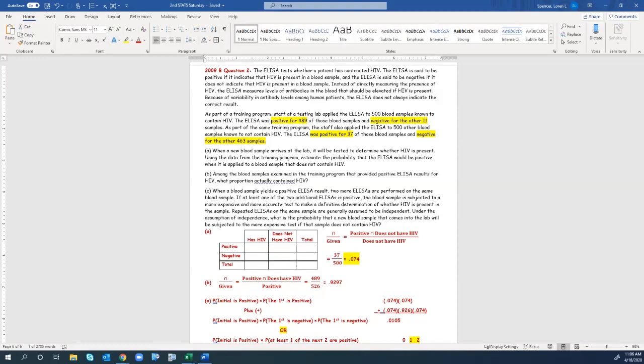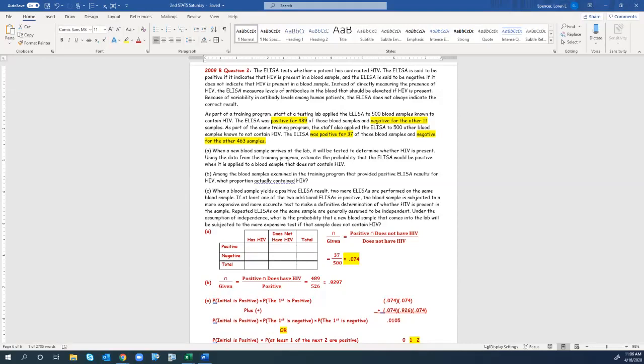I'm going to skip the first paragraph because it's just a lot of information. So as a part of a training program, staff at a testing lab applied the ELISA to 500 blood samples known to contain HIV. The ELISA was positive for 489 of those blood samples and negative for the other 11 samples. As part of the same training program, the staff also applied the ELISA to 500 blood samples known to not contain HIV. The ELISA was positive for 37 of those and negative for the 463.